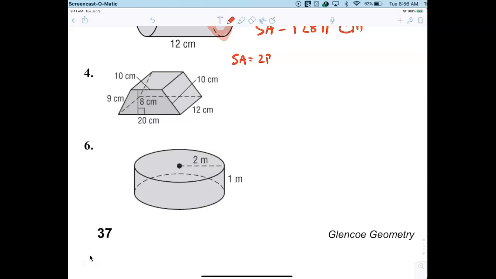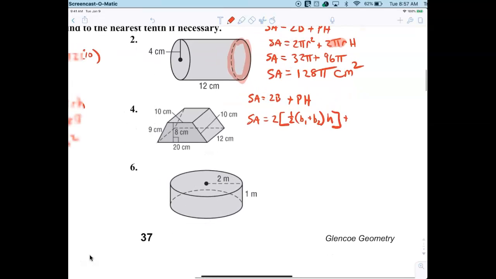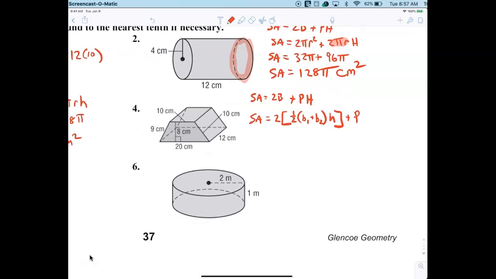Surface area is 2 times the area of the base plus the perimeter times the height. Then you say the base shape is a trapezoid. So surface area equals 2 times, what's the formula for area of a trapezoid? Average of the bases times the height. Beautiful. Average of the bases, 1/2 (B1 + B2) times H, plus the perimeter times the height.